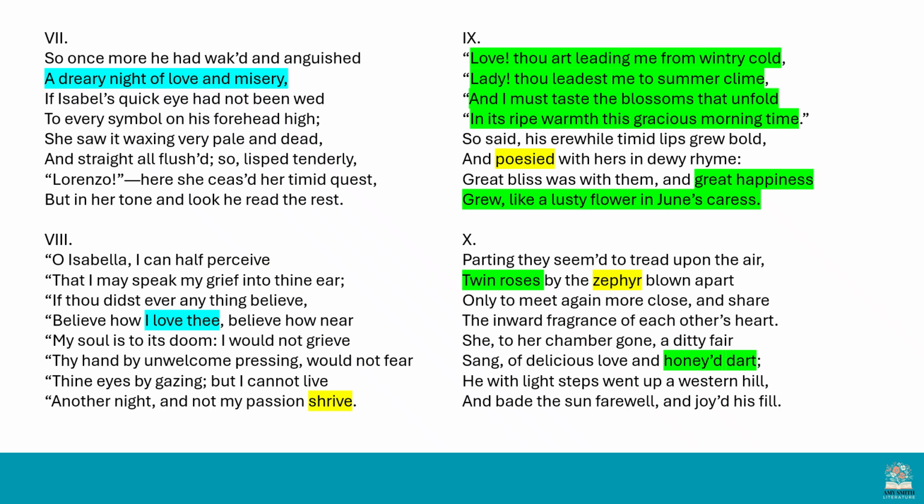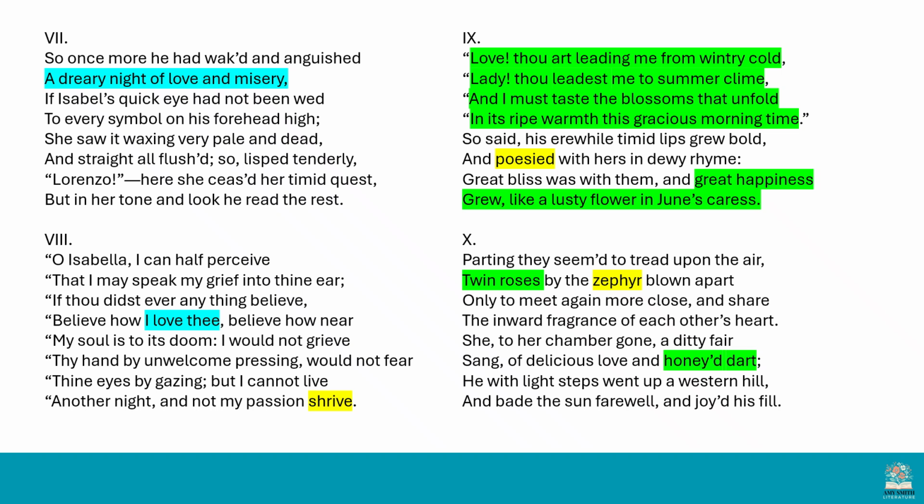So once more he had waked and anguished, a dreary night of love and misery. Dreary, that is such a good Keats word. It kind of encapsulates all of the sadness and the frustration that Lorenzo is feeling, but also how slow every moment is passing without his lover. If Isabel's quick eye had not been wed to every symbol on his forehead high, she saw it waxing very pale and dead, and straight all flushed, so lisped tenderly, Lorenzo. Here she ceased her timid quest, but in her tone and look he read the rest. Okay, so they finally managed to admit that they love each other.